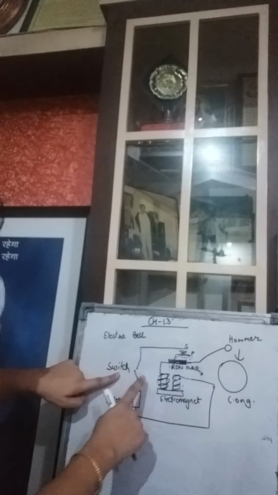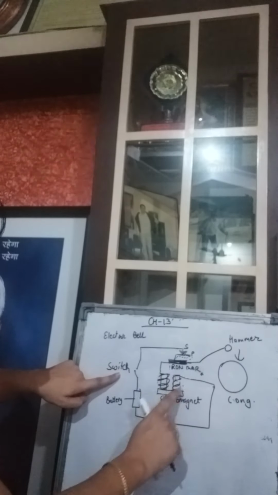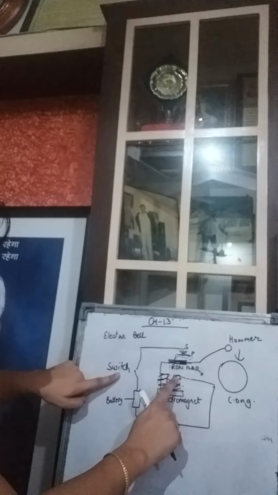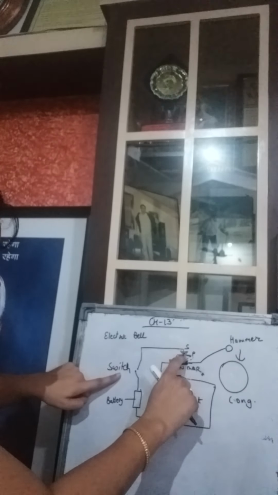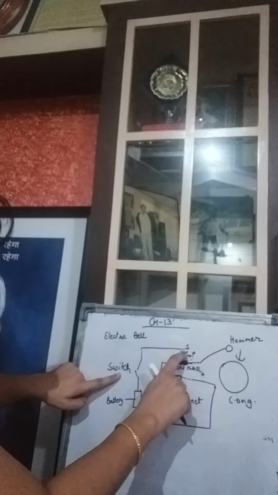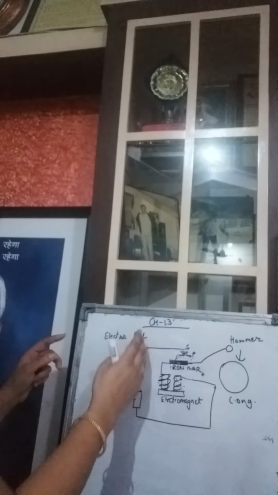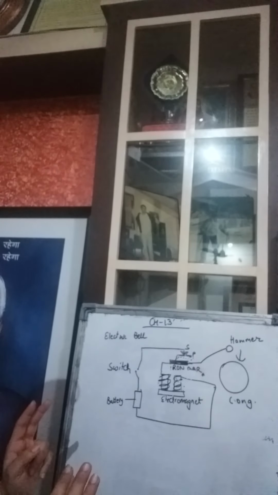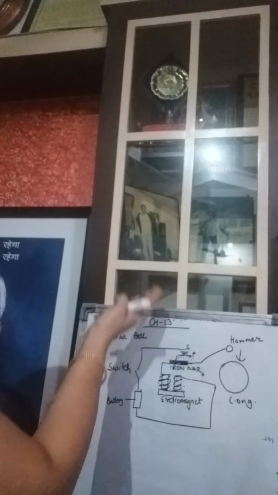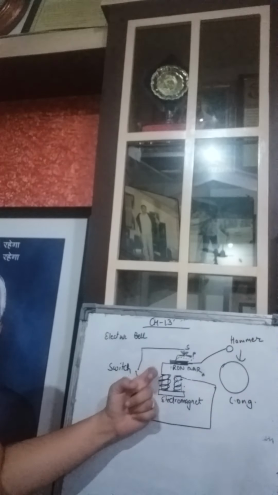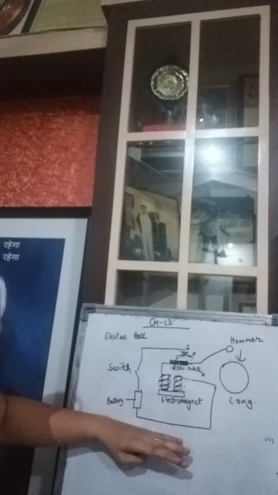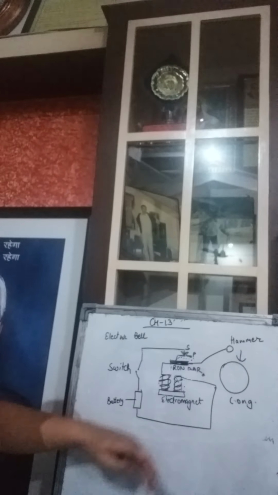When we press the switch, the current flows, these become magnets, they attract the iron bar, the hammer also comes down, it hits the gong, and the sound is produced. As soon as the sound is produced, the iron plate is also coming down, the circuit is opened, and the current stops. So there is no sound. Again it goes back. Is that clear? Again we have to press the switch to turn on the current. I hope the working of the electric bell is clear.